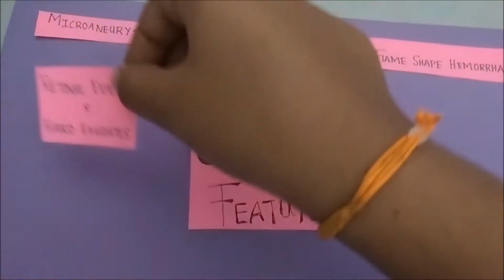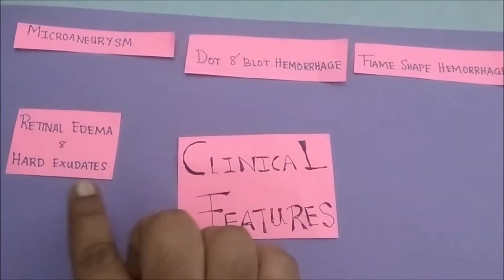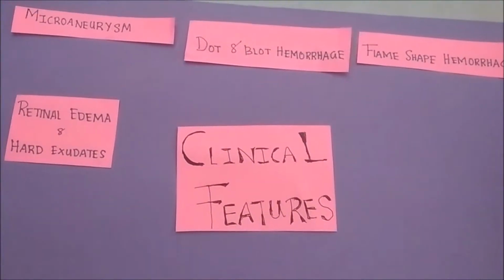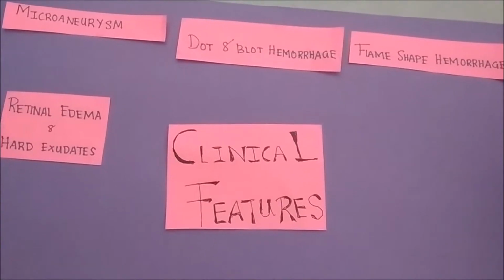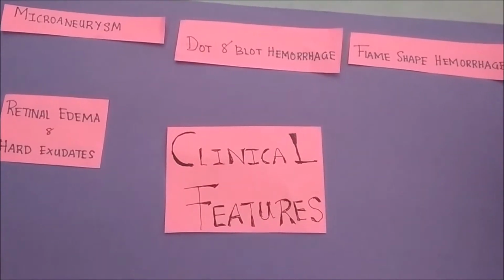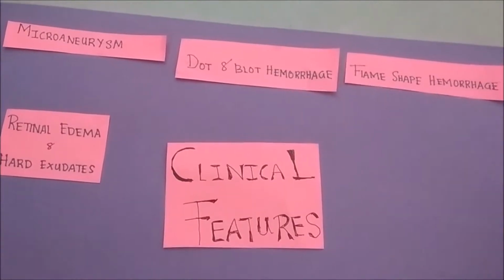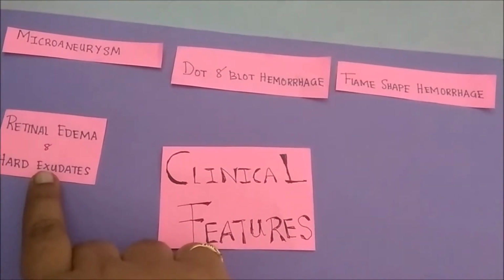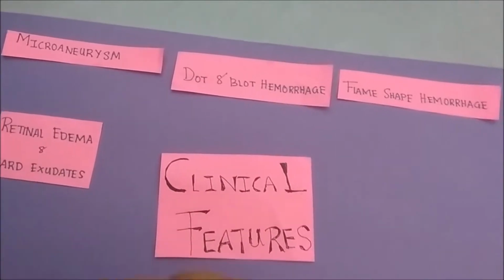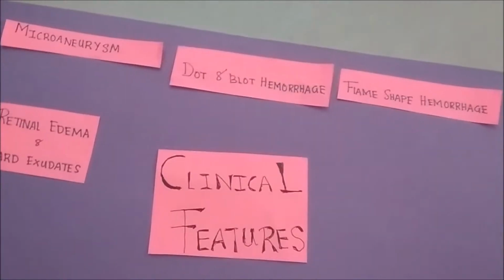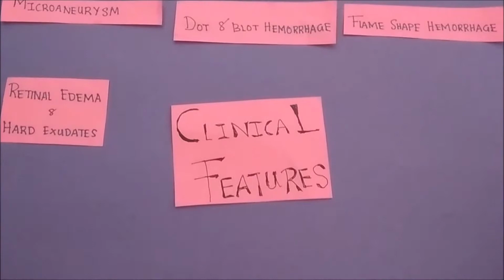Next, we have retinal edema and hard exudates. Actually, they are due to the breakdown of the blood retinal barrier, and this will cause leakage of proteins and lipids from the vessels. Usually the exudates are yellowish and appear hard with a definite shape. We can see the shapes of the hard exudates.